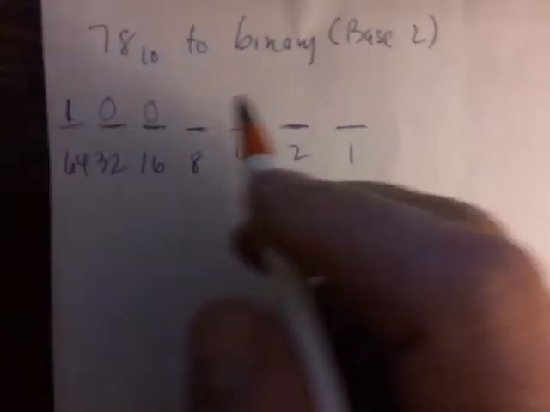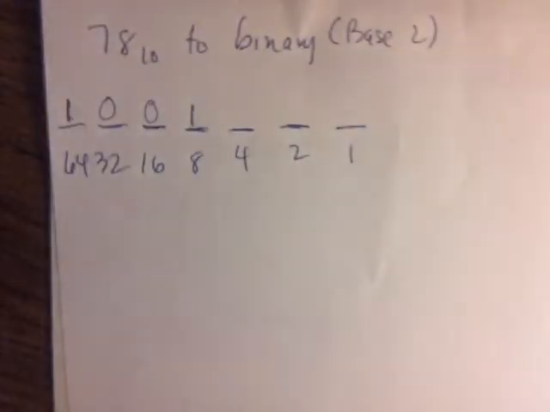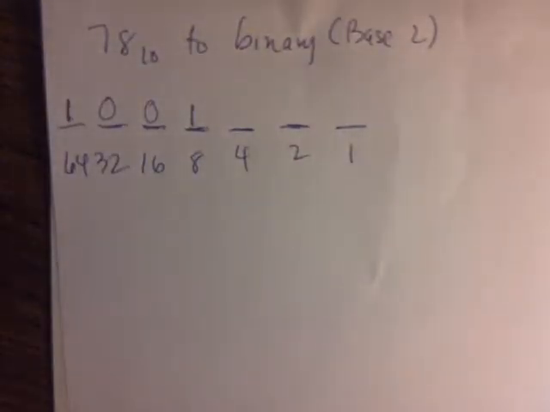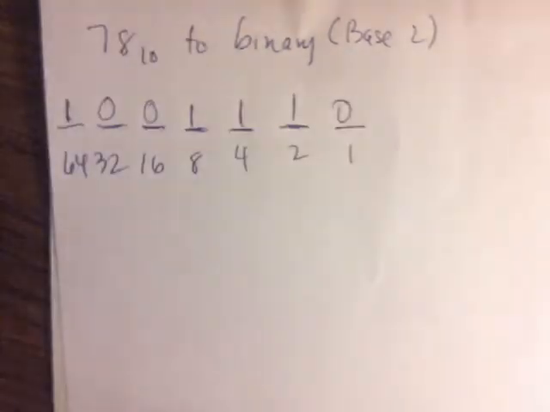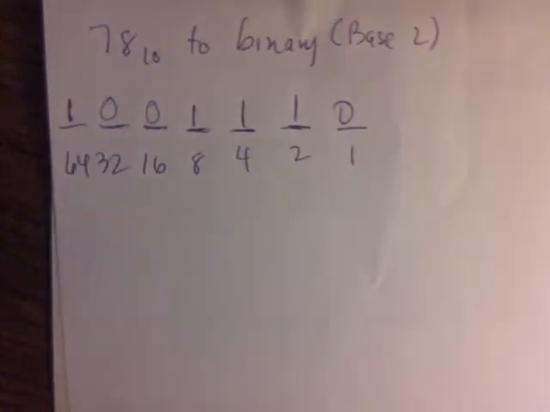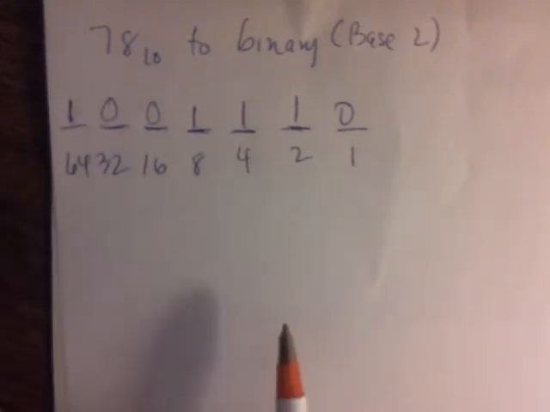So I don't have any 32s. I have no 16s. I have 1 8, because don't forget I still have 14 left over. And 14 minus 8 is 6. I have a 4, a 2, and a nothing. Okay, and that would be your binary answer, 1001110.